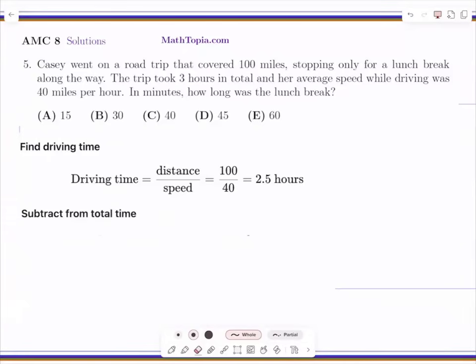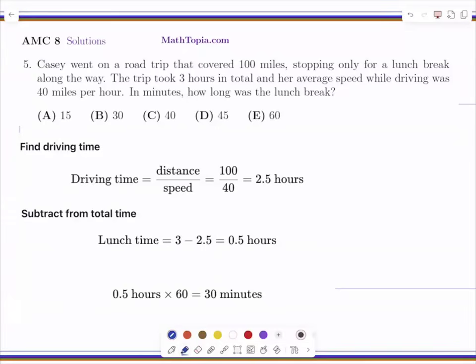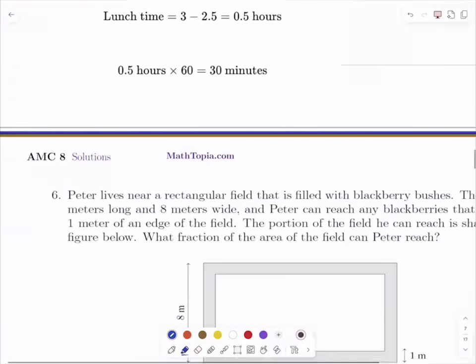Yes. But what about lunchtime? Lunchtime was 0.5 hours, which would be 30 minutes. It's clear, right? Yeah, just 30 minutes. Okay. Very nice. Great. This is also a nice problem for distance equals speed times time, driving time, right? Great. Yes.